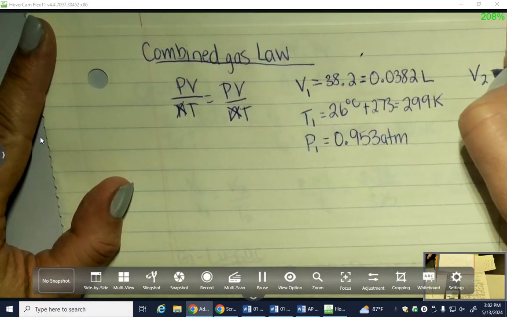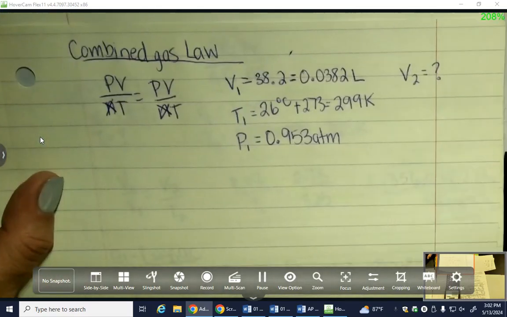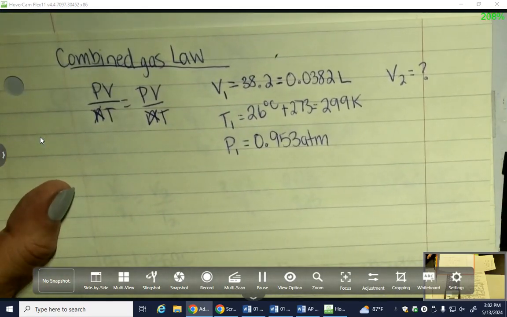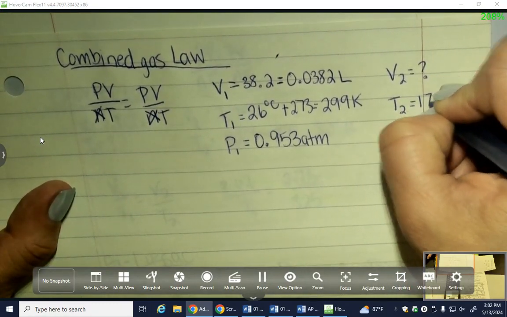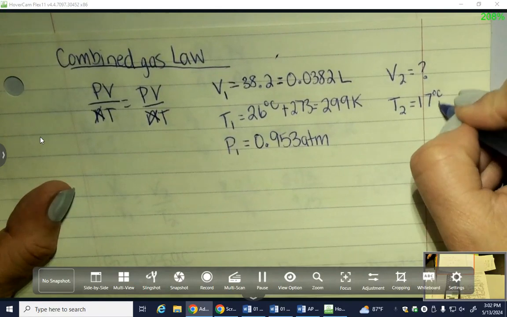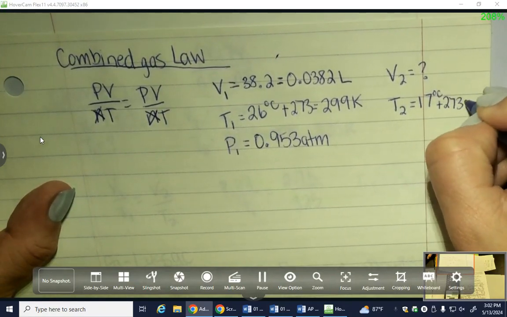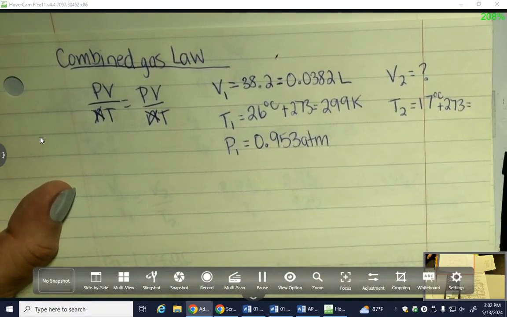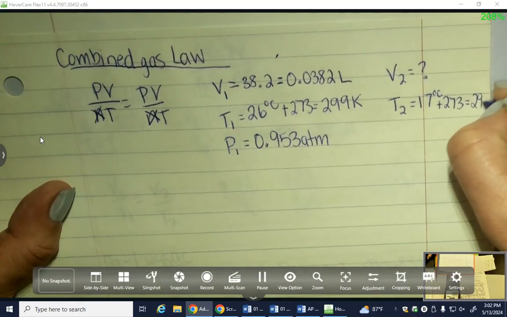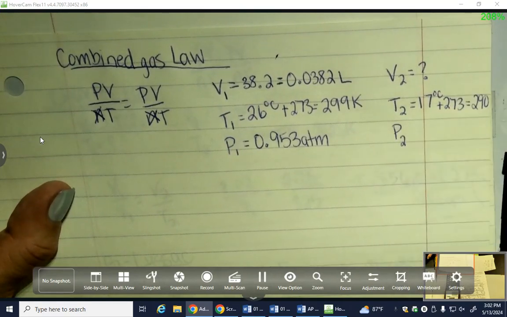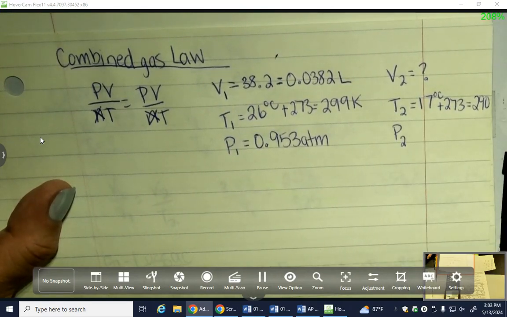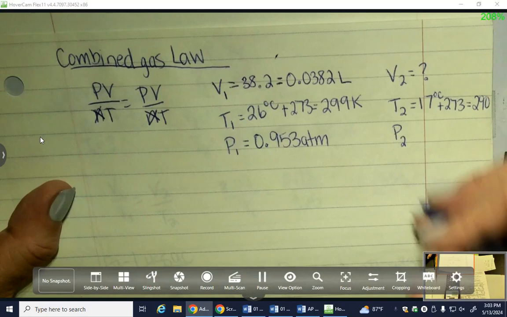Then the second half of these givens says, what will the volume be? So V2 is who we are looking for, at 17 degrees Celsius. So that one's temperature 2, and it's going to change to, what was it? 290, yeah. Okay, 290. And then pressure 2 is listed as 0.986.